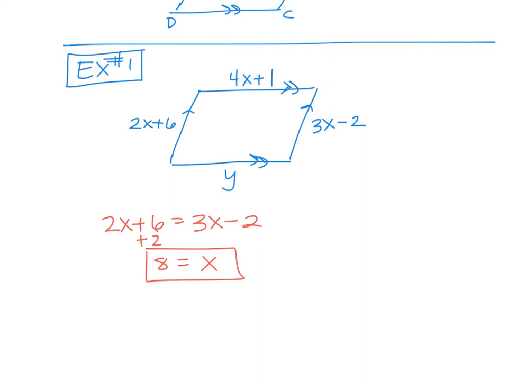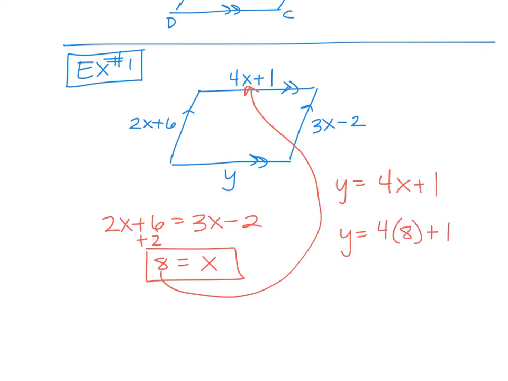How can I figure out what y is? If I know x is 8, how can I find y? Right, so we're going to substitute this 8 right here, right? We know y equals 4x plus 1. So that means y equals 4 times 8 plus 1. So 32 plus 1 would make our y 33. Okay, so x would be 8, y would be 33. Questions on that?